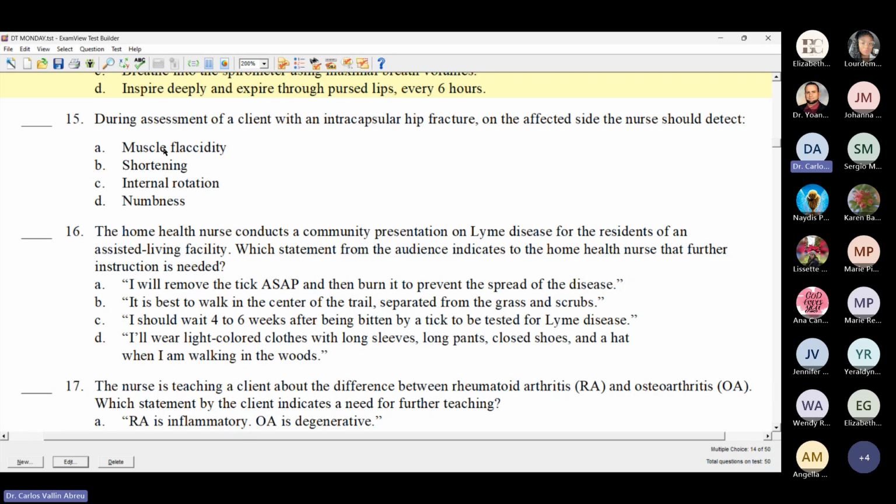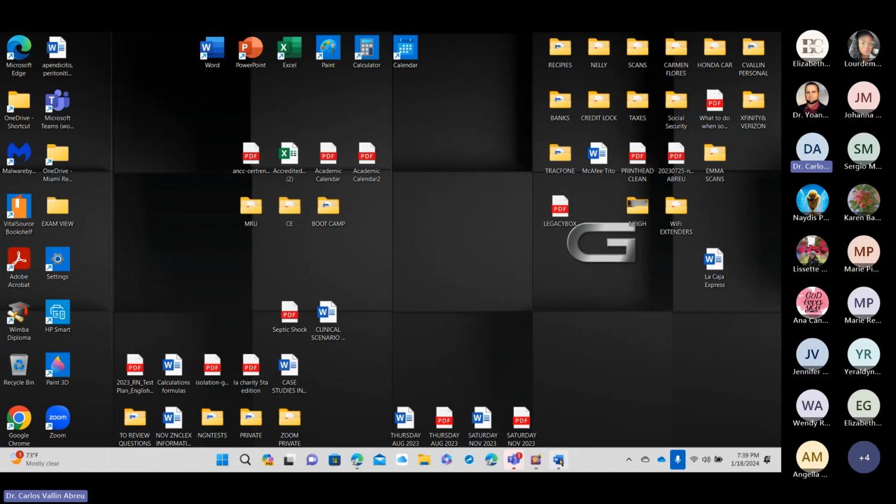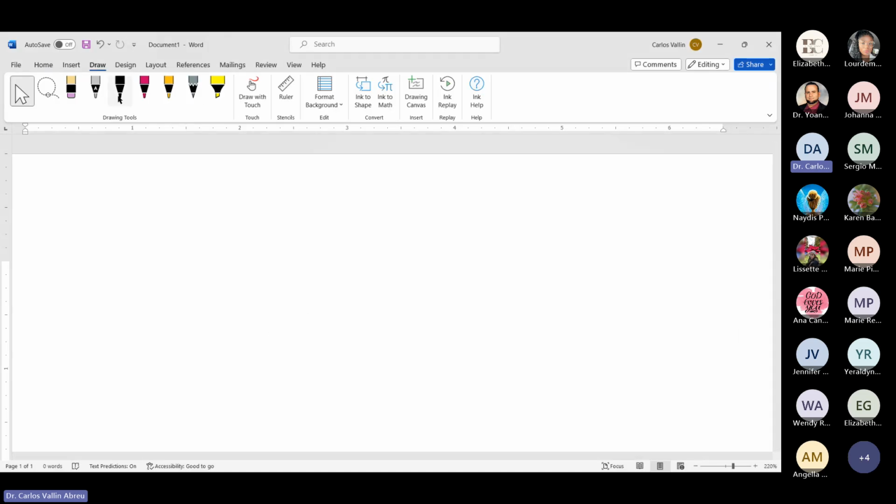Okay, this was a question recently in NCLEX. Why did they put this client in traction? Okay, now I can represent the fracture. The bone is supposed to be... that is not a hip fracture.